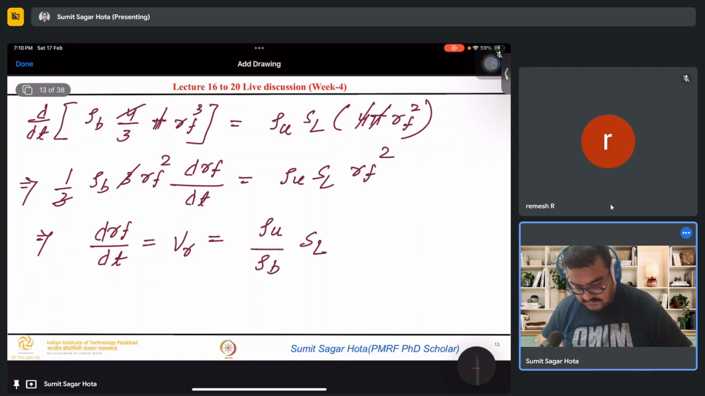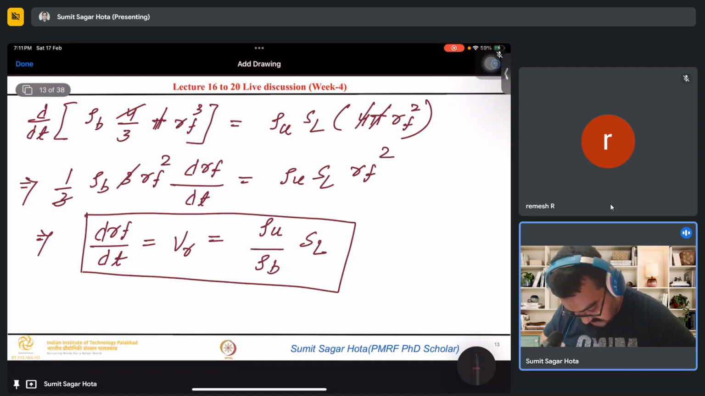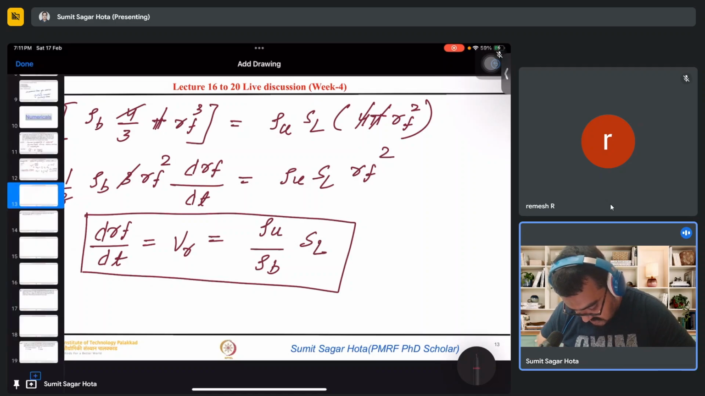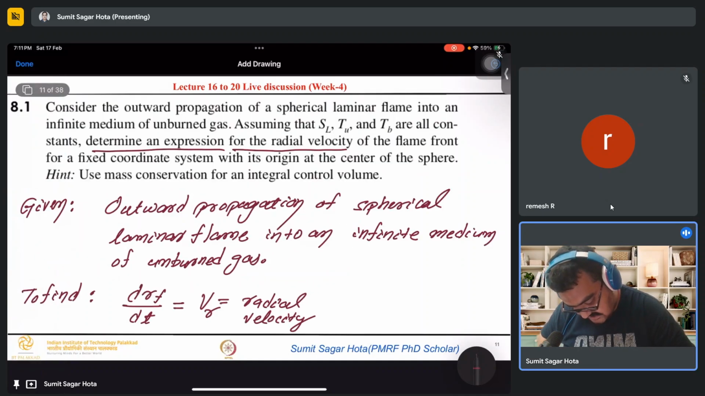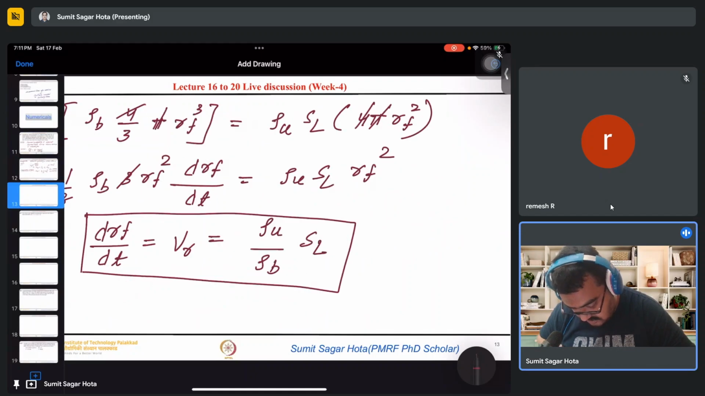All this hard work of doing this question will come directly in your exam. They will ask this situation: there is one spherical laminar flame, then they will give the value of rho u, the value of rho b, and the value of SL. Then they will tell you to find the radial velocity. With this expression you can find it out.